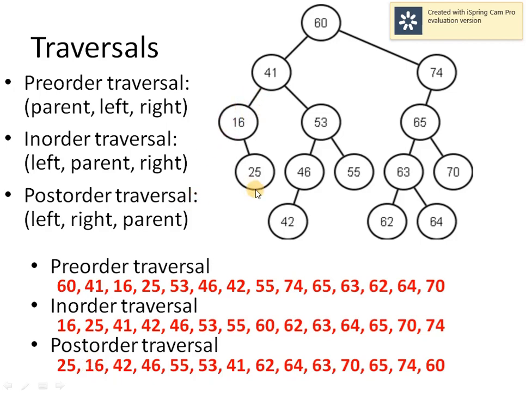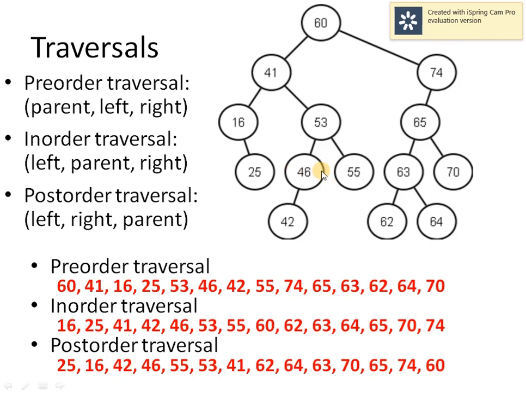So we have visited left of 41. Now we have to visit right of 41. Then we can visit the 41. So we have reached 53. It is having a left portion, so we will reach 46. Left of 46 is 42. So after 62 we have to visit 42.